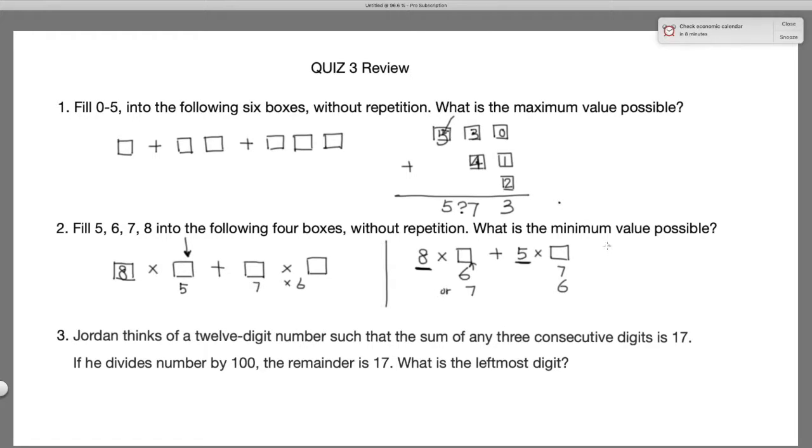So the observation you found is, by fixing 8 and 5, you want to pair the bigger value with the smaller.